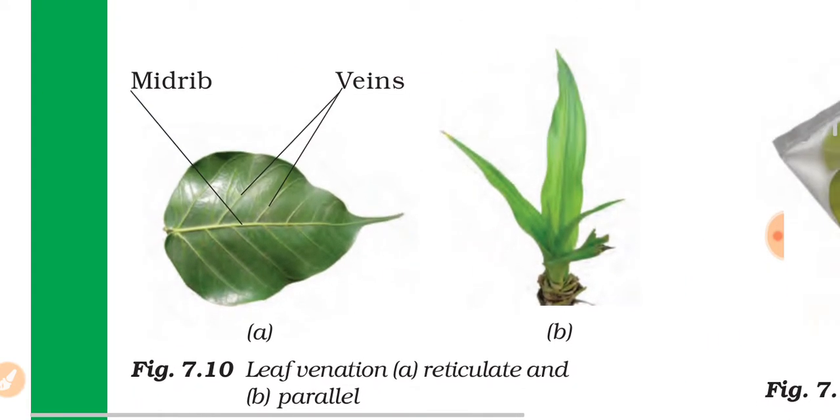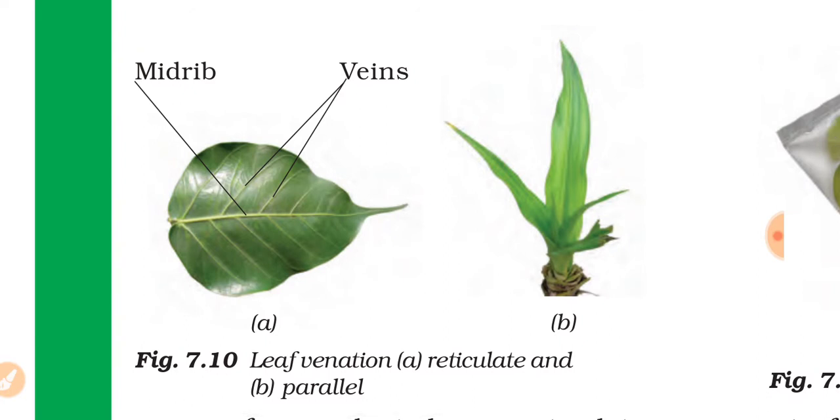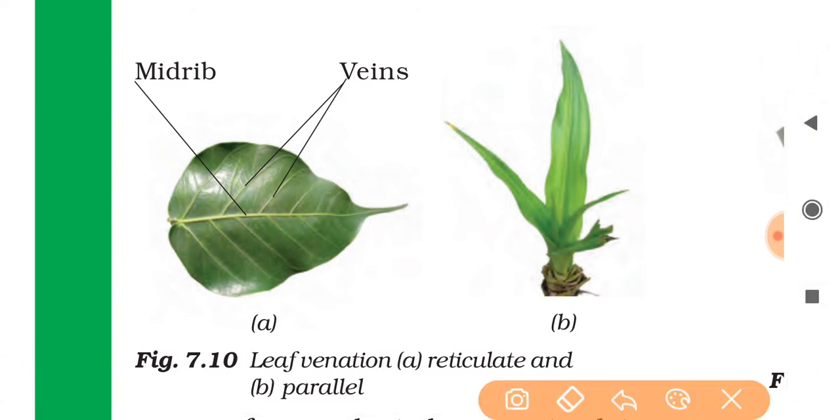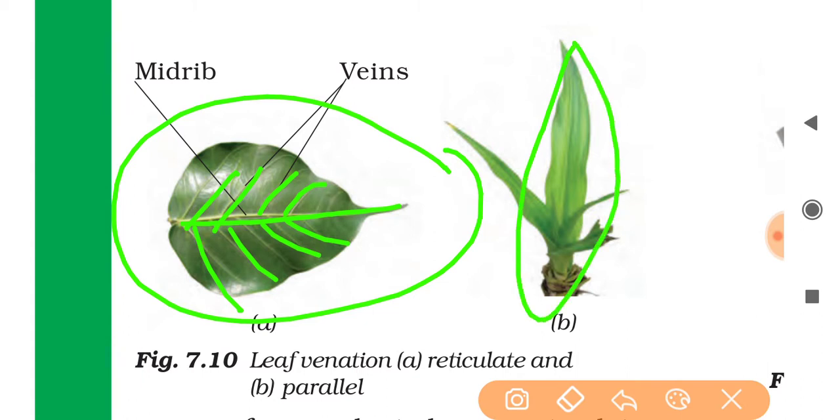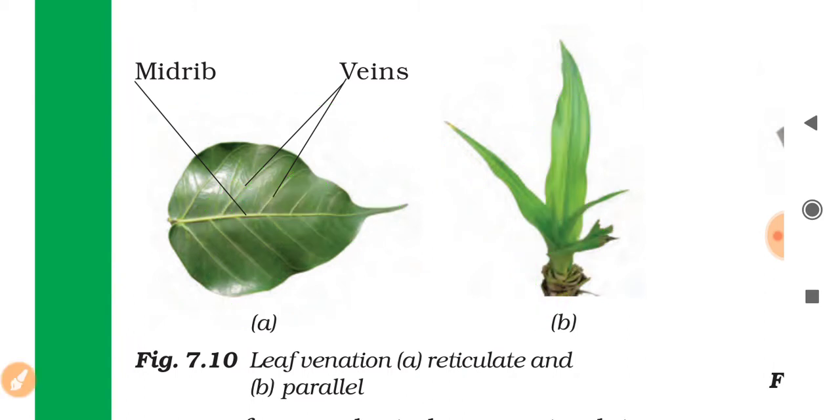So these two types of venation are normally found in plants. First is reticulate, in which a single main vein is found and it is divided by veins like that. So this is called reticulate venation. And in parallel venation, you can see here only a single leaf. Veins are not found there or found like that. Okay, if you see sugarcane, okay, maize around you.